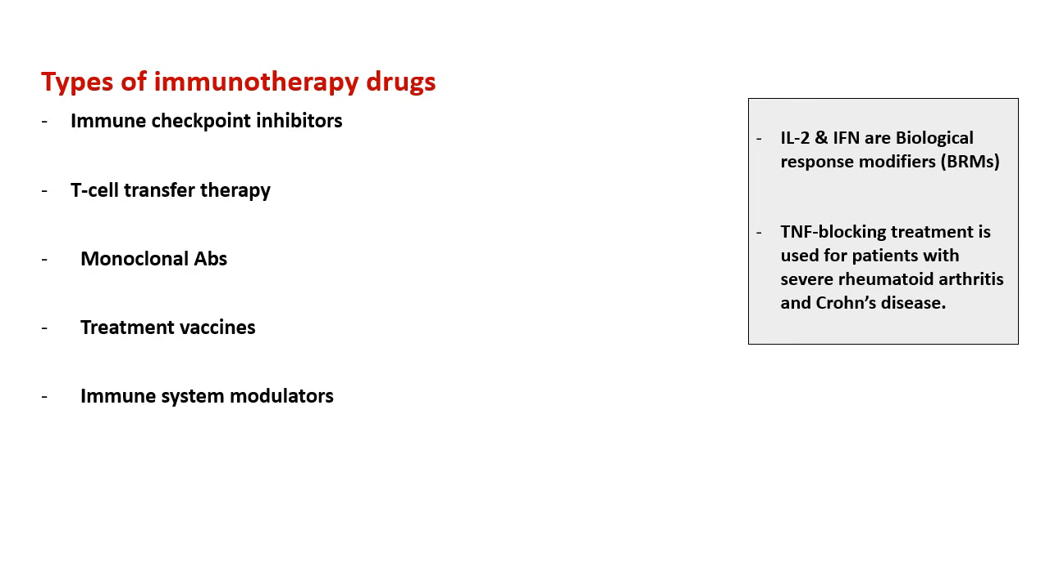Interleukin 2 and interferon are considered biological response modifiers, and can be used for treatment, for example, of advanced malignant melanoma. Tumor necrosis factor blocking treatment is used for patients with autoimmunity, for example, for severe rheumatoid arthritis and Crohn disease, in that case.